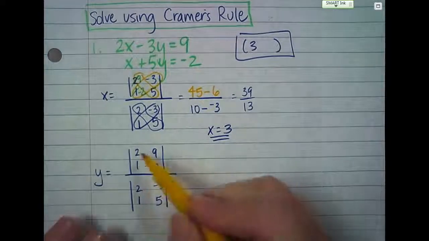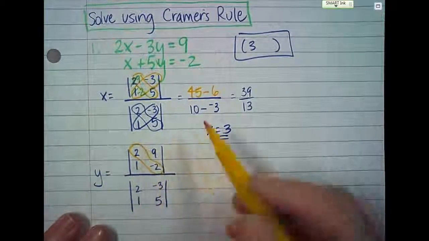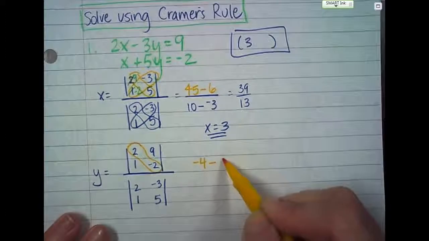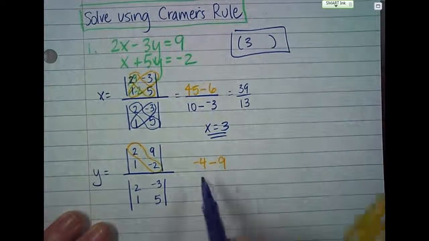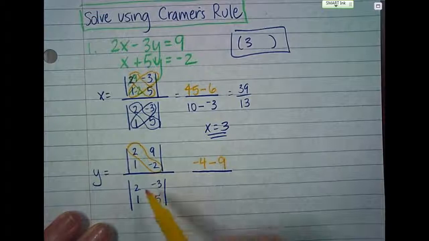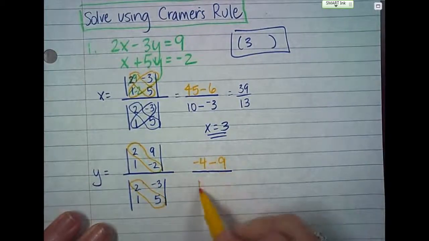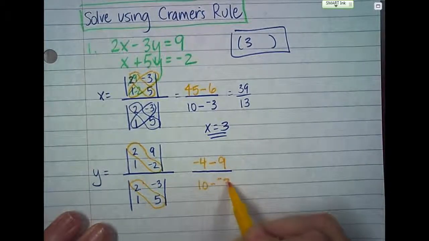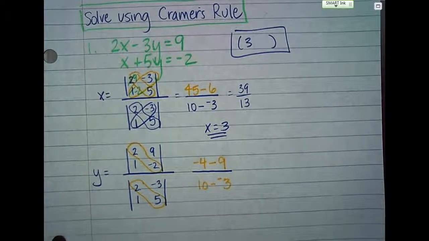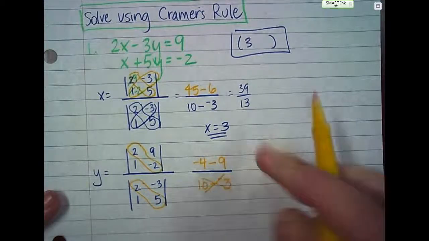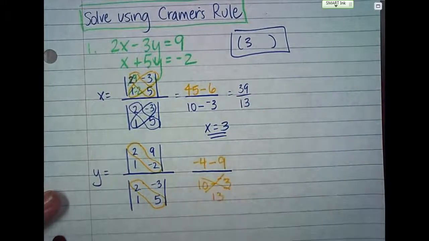In your numerator, you're going to have negative 4 minus 9. In your denominator, you're going to have 10 minus negative 3. But guys, in reality, did I need to even find the determinant of the denominator the second time? No, right. You can cross this out if you want, because we already knew the answer down here is 13. We didn't do that. How come? It doesn't change, does it? The bottom never changes. So once you find the determinant in the bottom, once you're good.